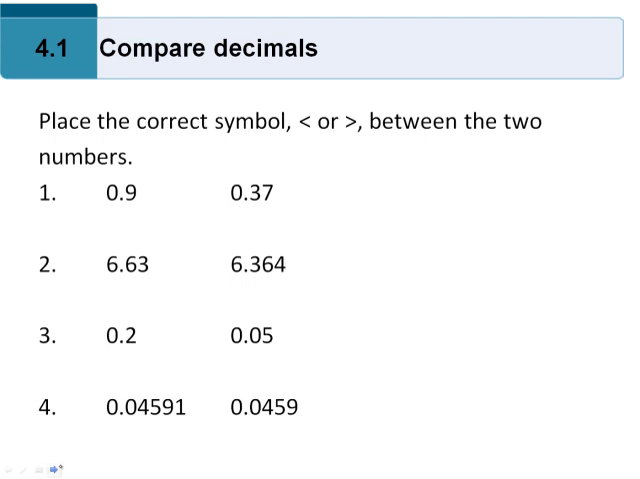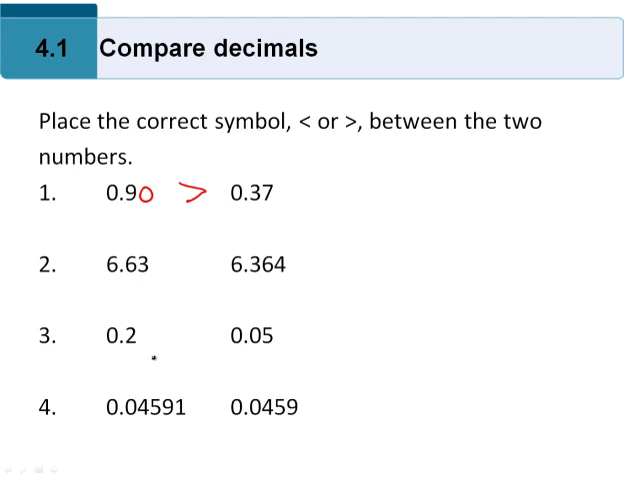So we have 0.9 and 0.37. Now, most people think, oh, well, 9's way smaller than 37. But what you have to remember here, we need to add a 0 behind this 9. Okay, so that they both have 2 digits behind the decimal point. So what you're really looking at here is 90 versus 37. Well, 90 is greater than 37.